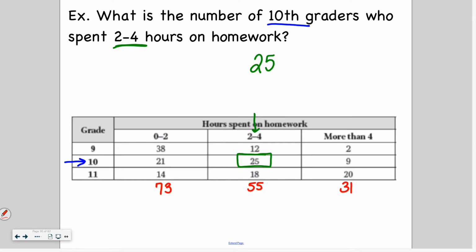All right, now we want to know how many 9th graders total are there. So if we add straight across for 9th grade, we get 52. For 10th grade, we get 55. And then for 11th grade, we get 52. All right, so that's what you're going to need to answer the next two questions, okay?